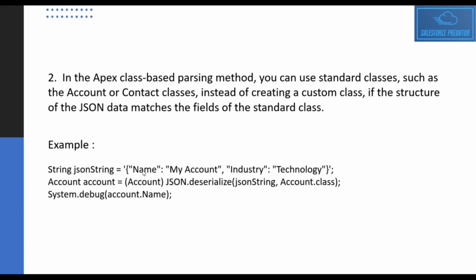For example, if you see this request here, we have name as a key and industry as a key. Both name and industry are already present as fields on the Account object, right? So you can directly use the standard Account class to parse this request into an Account instance. What we have to do is just use JSON.deserialize, pass the JSON string, and specify the standard Account class over here, which will be used to parse this JSON string and return an instance of Account. Okay, so let's test the Apex class-based parsing also.